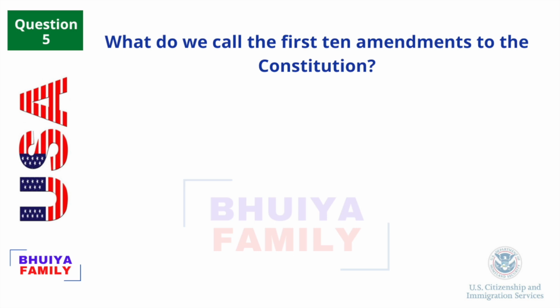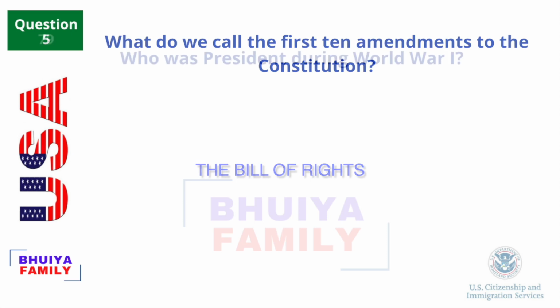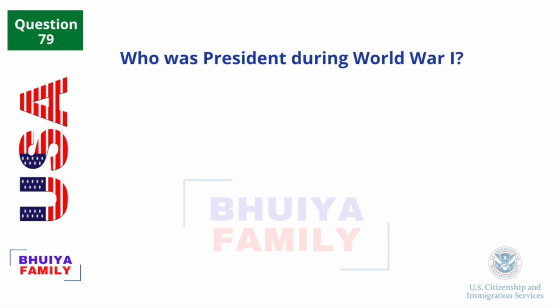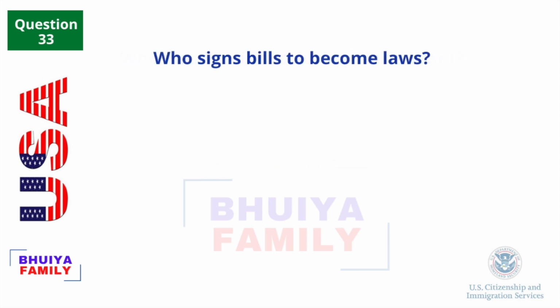What do we call the first 10 amendments to the Constitution? The Bill of Rights. Who was president during World War I? Woodrow Wilson. Who signs bills to become laws? The President.